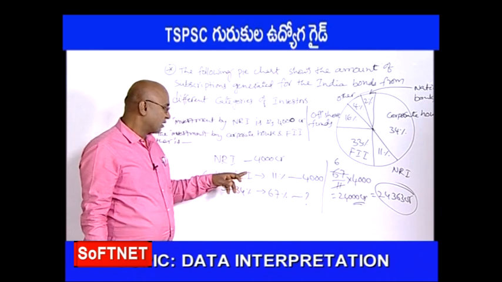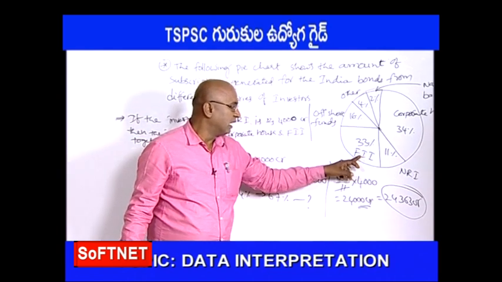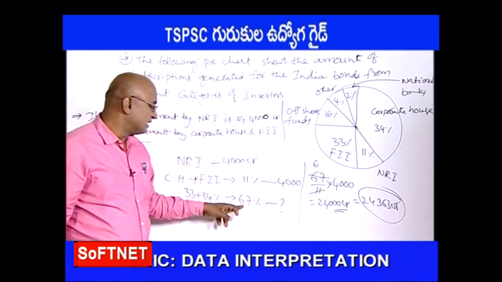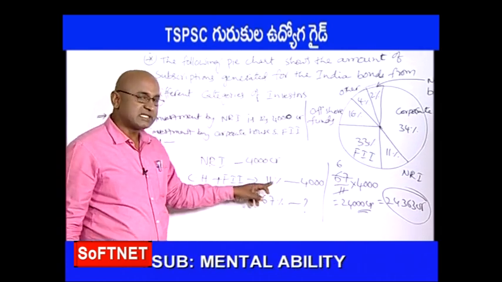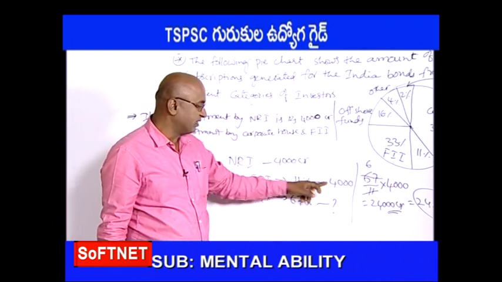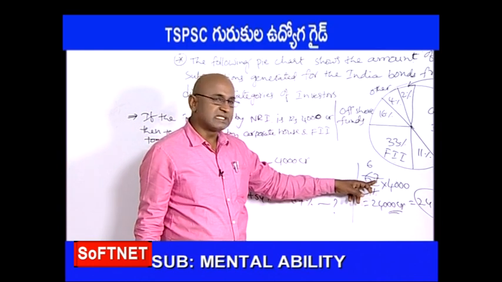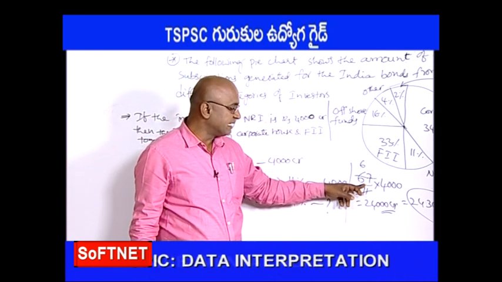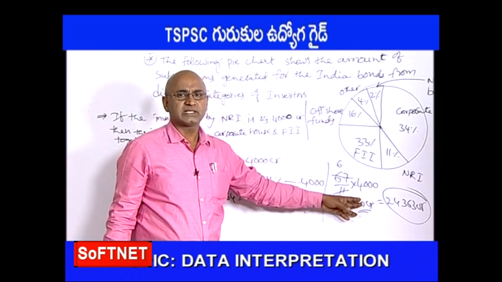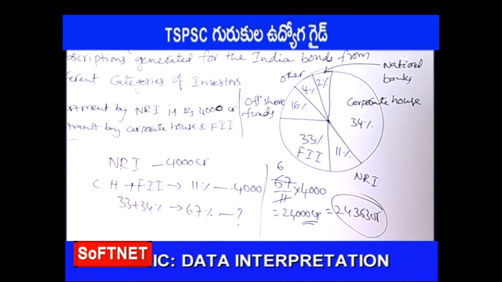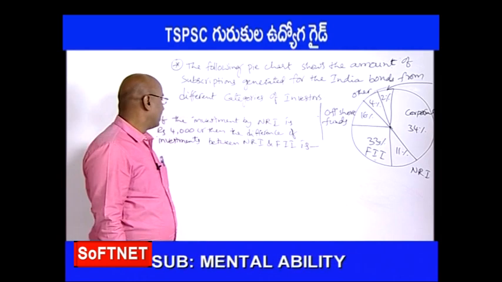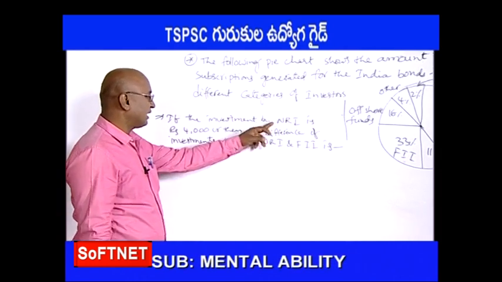So if NRI funds correspond to 4,000 crores rupees, then the share of corporate house and FII together: corporate house is 34 and FII is 33, the sum of these two values is 67%. If 11% is 4,000, then 67% is how much? 67 by 11 into 4,000. Assume 67 as 66, then it will be around 24,000 crores rupees, which will be just a little bit more than 24,000 crores rupees. That is the answer.